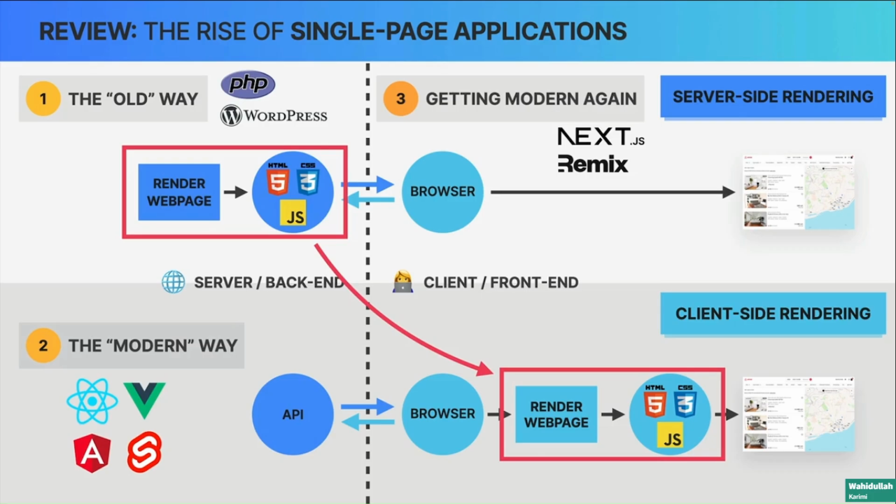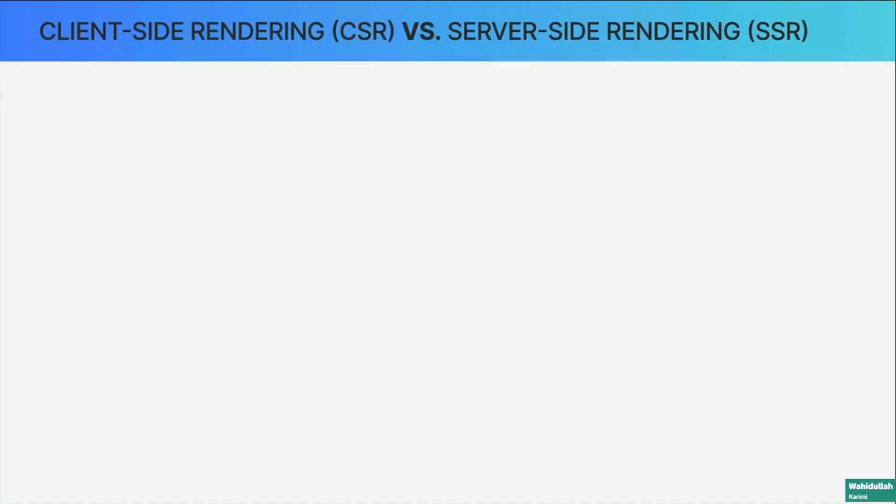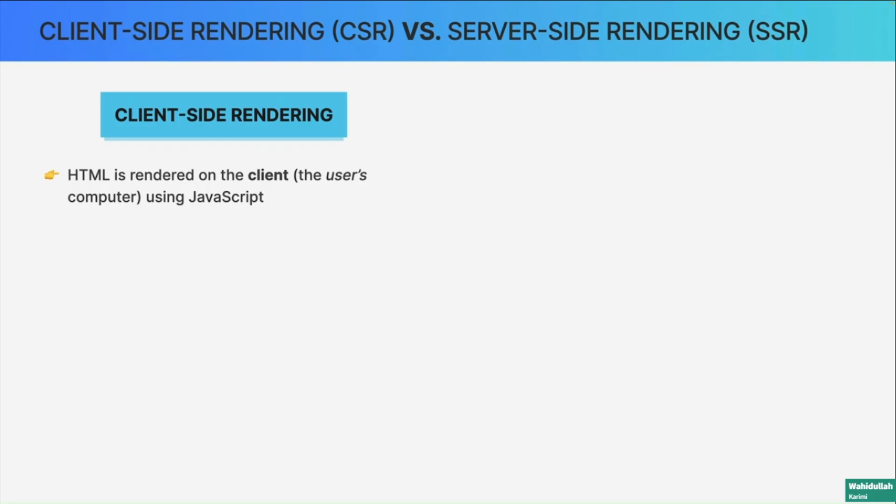Okay, and so now with this review out of the way, let's actually compare client-side and server-side rendering in a bit more detail. So in client-side rendering, the page that the user requested, so basically the HTML markup, is rendered on the client using JavaScript. So it's generated on the client, which is the user's computer. And this is what we've been doing throughout the entire course using the React library, right?